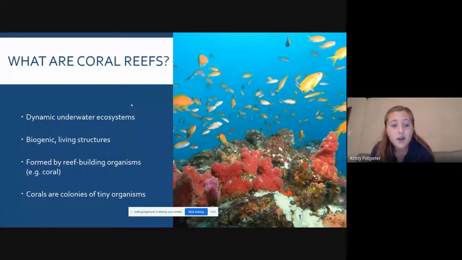Now, coral reefs are a biogenic structure formed by the corals that deposit calcium carbonate to form a living substrate. Now, biogenic simply means that it is made by a living organism, okay? It's made by those living corals. So yes, corals are not rocks, they are not plants, they are animals, okay? They're actually colonies, sorry, colonies of tiny living organisms called polyps.